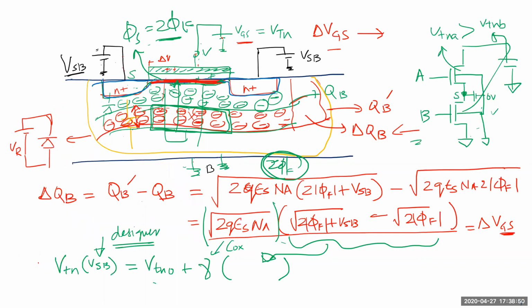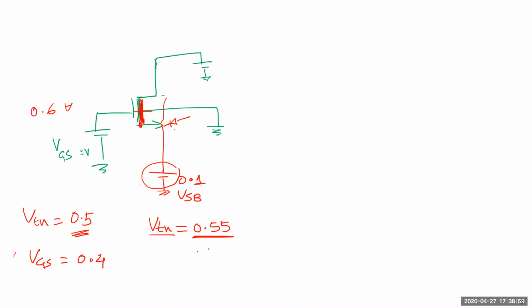Because what will happen is this depletion will affect your phi s, and I have to change this gate to source voltage to come back to that original phi s of 2 phi f. And now that's 0.55 or whatever that value is. I just gave a number. So how will we change, how will we come back, to be specific?